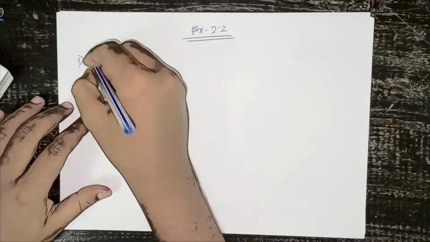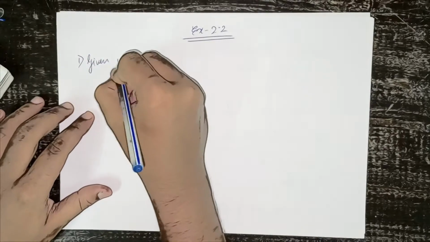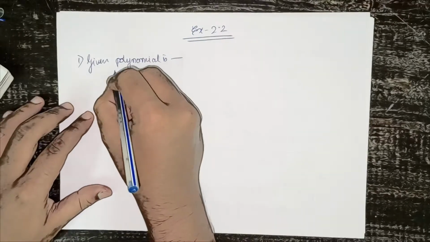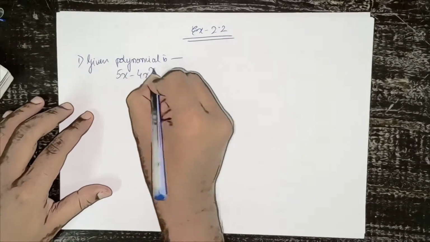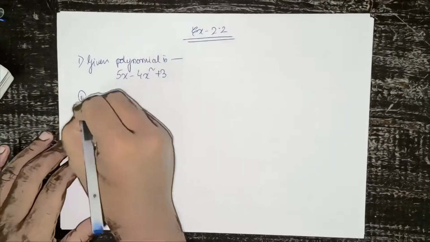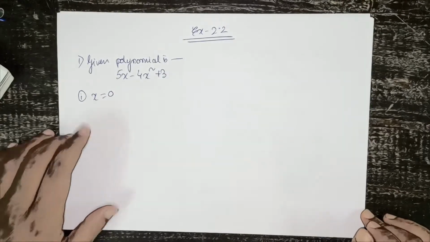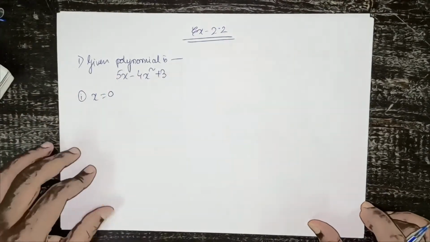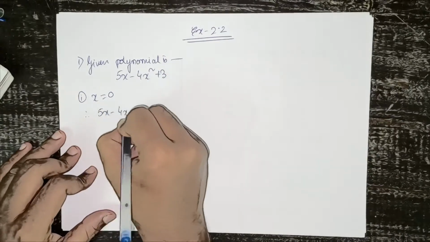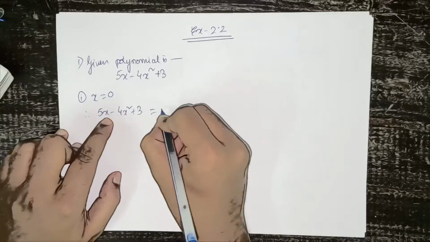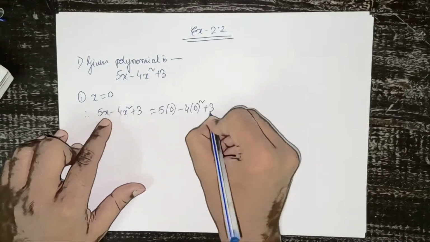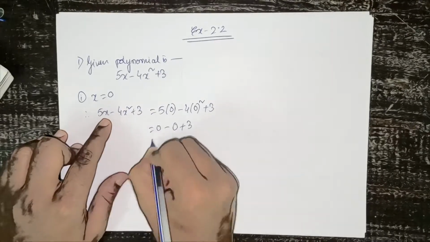So the polynomial given is 5x minus 4x square plus 3. Now we have to find, in question number 1, the value of x is given as 0. So when x equal to 0, we have to find the value of this polynomial. Therefore 5x minus 4x square plus 3 will be equal to, in place of x, we will put 0. So it will be 5 into 0 minus 4 into 0 square plus 3. So this becomes 0 minus 0 plus 3, that is 3.